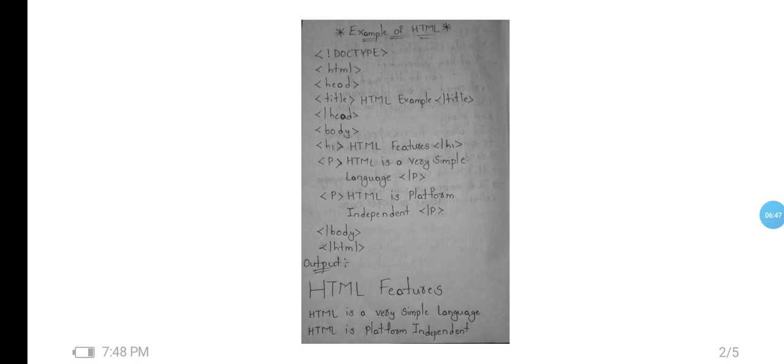Next, we have the title tag. Title itself says that it is the heading or the main topic of the HTML. It is used to add the title of the HTML page, which appears at the top of the browser. Here we gave the title as HTML example. So this HTML example can be seen on the top of a web page.